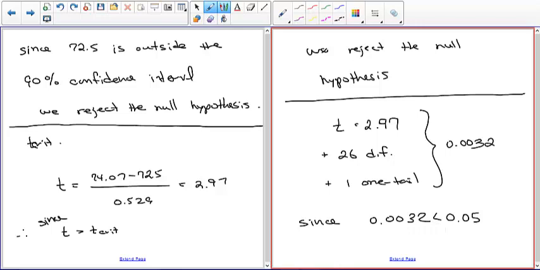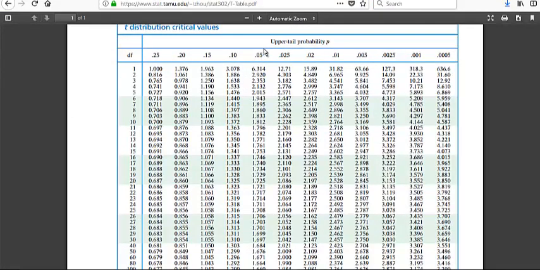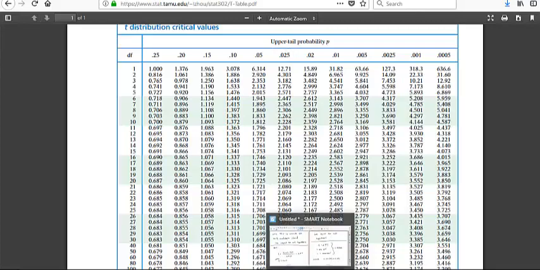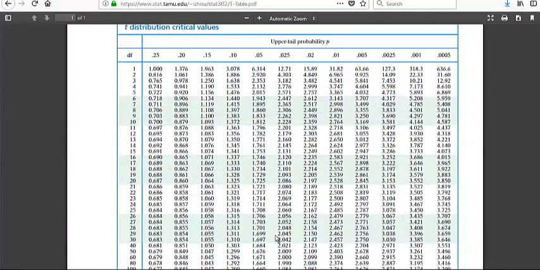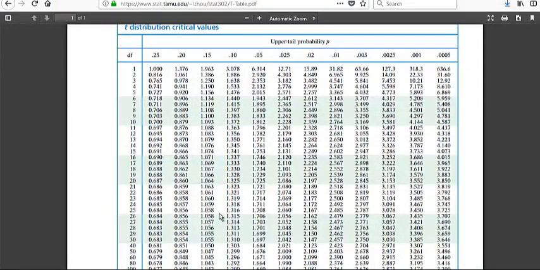How do you use the tables to do this? So here's the table. You can see the probability if we look for a t-score of 2.97, because that's what I got here. Looking over at 26 degrees of freedom, you'll see 2.056, 2.162, 2.479. So it's between these two values. It's between 0.01 and 0.005, I think. No, actually, it's not. I got 2.97. Okay, it's between 0.005 and 0.0025.